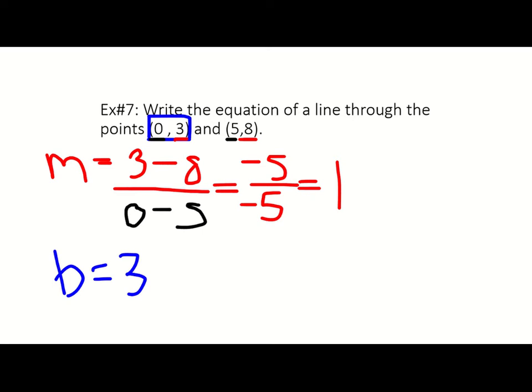So I'm going to put those together to write my final equation, y equals mx plus b. This would be y equals 1x, or just x, plus 3.